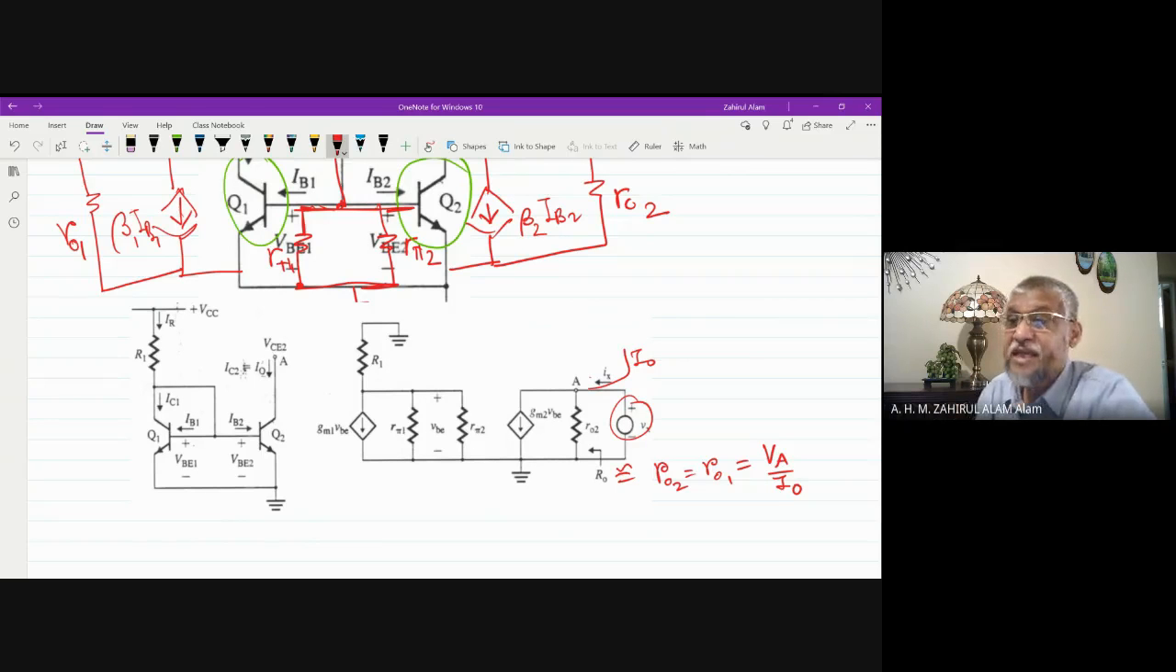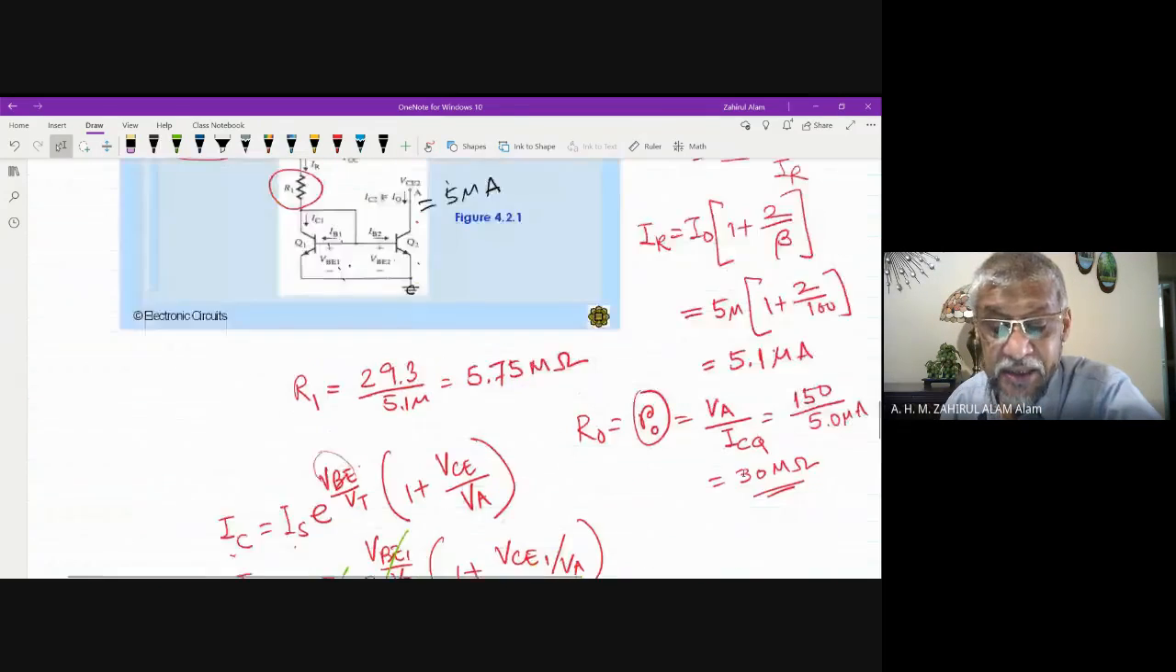So this is the basic current source. Now before going to the modified current source, I need to mention something.